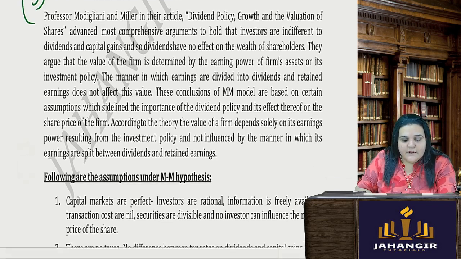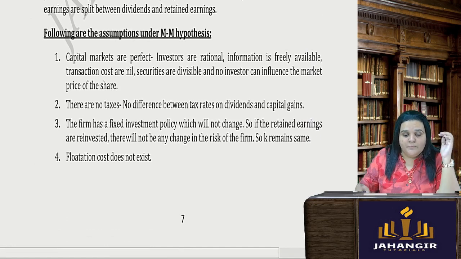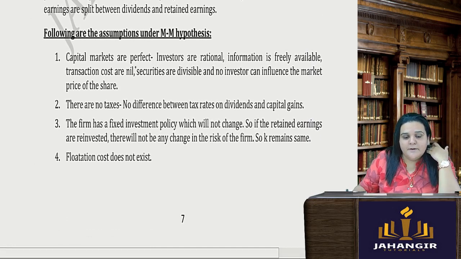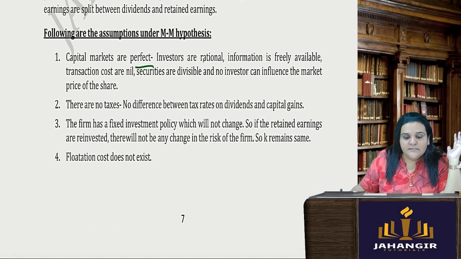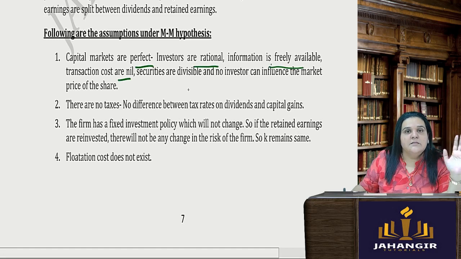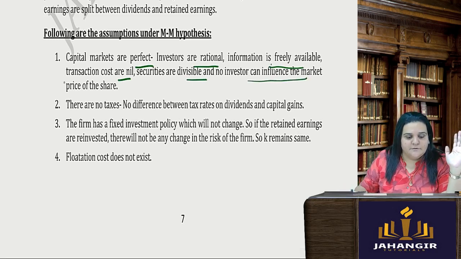Okay, following are the assumptions of the M&M hypothesis. Capital markets are perfect. Here he says investors are rational, information is freely available, transaction cost is nil, securities are divisible, and no investor can influence the market price of the share. This is his first assumption.